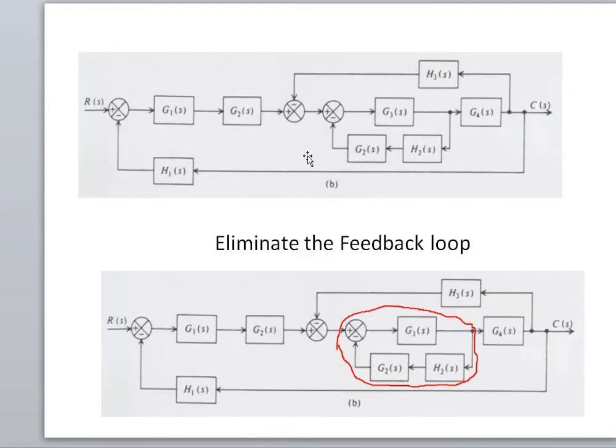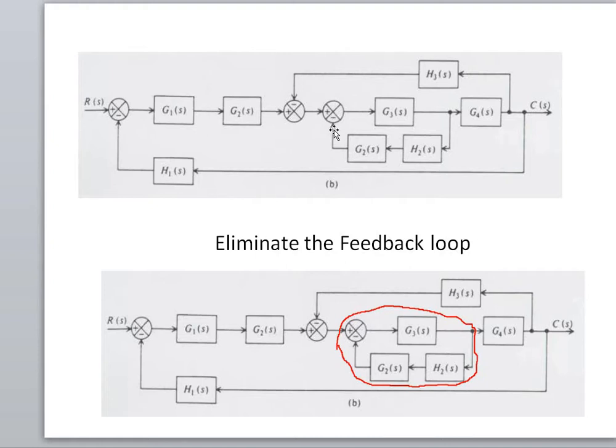Here you can see that after moving the summing point after the block G2, there is a block in that path. A block G2 is added here, and also an interchange of summing points has taken place. Why are we interchanging this summing point? We can simply interchange the summing points if there is no pickoff point or any other blocks. We can simply interchange two adjacent summing points.